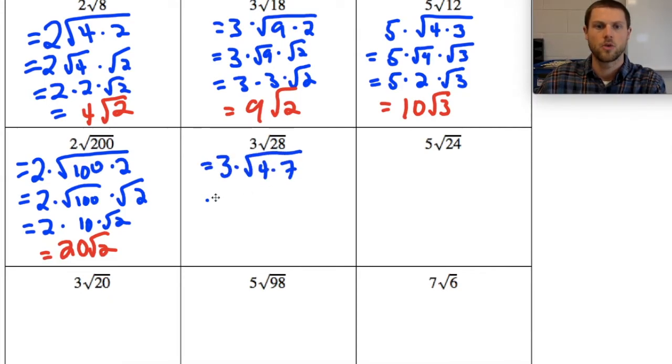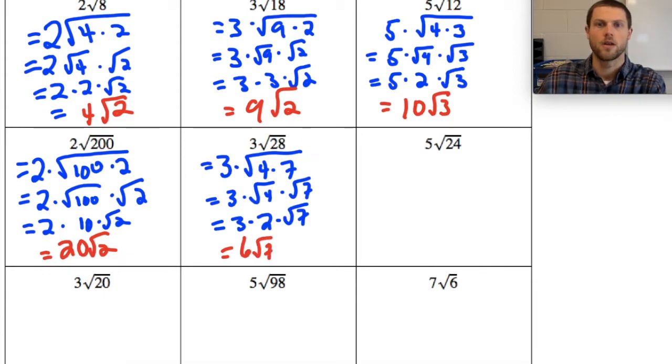For the next one, this is going to equal 3 times the square root of 4 times 7, which is equal to 3 times the square root of 4 times the square root of 7, which is going to equal 3 times 2 times the square root of 7, for a final answer of 6 times the square root of 7.